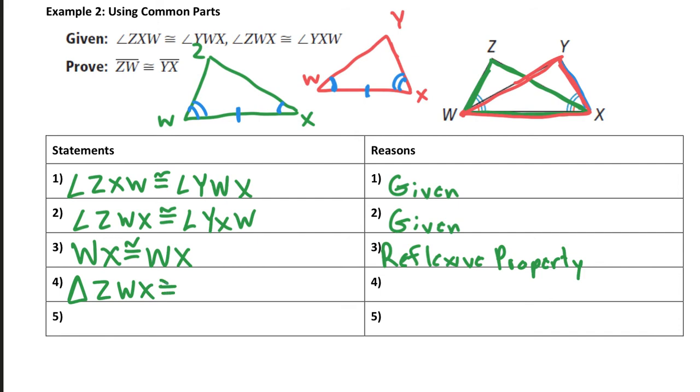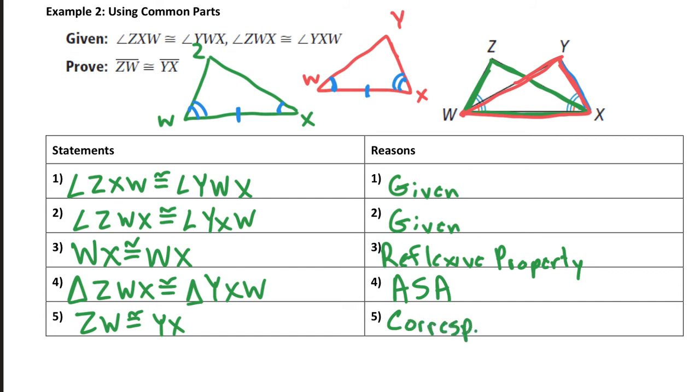ZWX is congruent to triangle YXW, we got to do it in the right order, and I'm going to say they're congruent by ASA, angle side angle. We were, from the jump, trying to prove ZW is congruent to YX. The reason I can say that is we already proved the triangles are congruent. If two triangles are congruent, their corresponding parts are congruent.